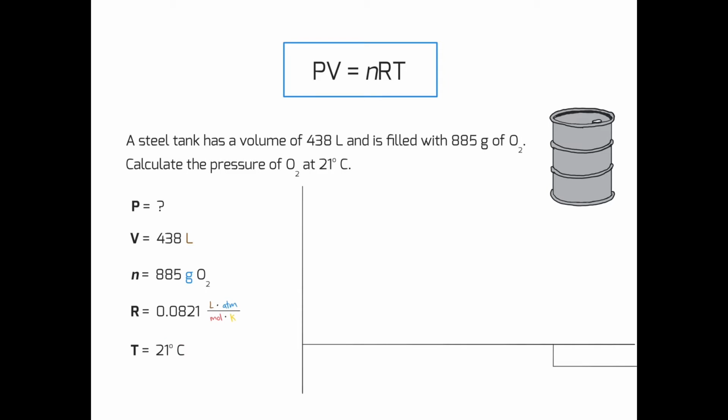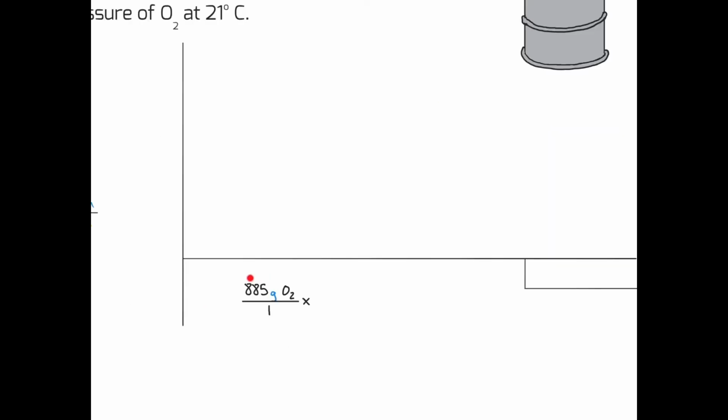Let's start by converting our 885 grams of O2 to moles of O2. So we start with our 885 grams of O2, and we want to convert this to moles of O2. And we're going to do that by using the molar mass. So if we use our periodic table, we calculate the molar mass of O2 to be 32.00 grams per mole. So we set this up so our grams of O2 are on bottom to cancel with our grams on top. So these grams cancel with these grams, and we're left with moles of O2. We multiply 885 times 1 and then divide by 32. And what we get is 27.7 moles of O2.